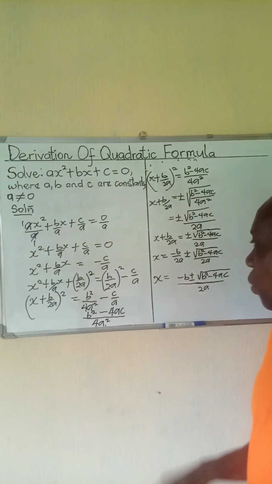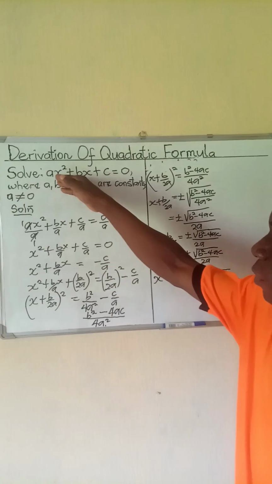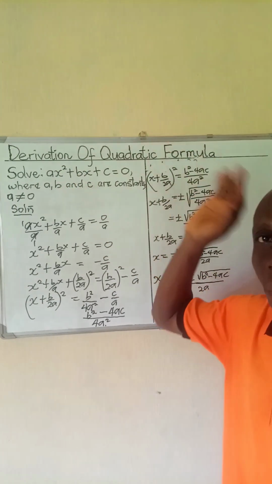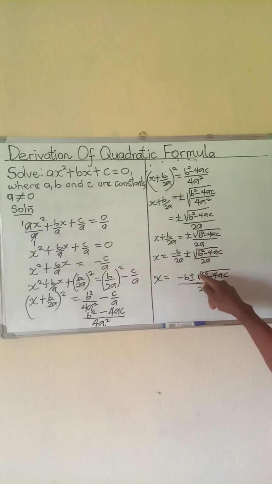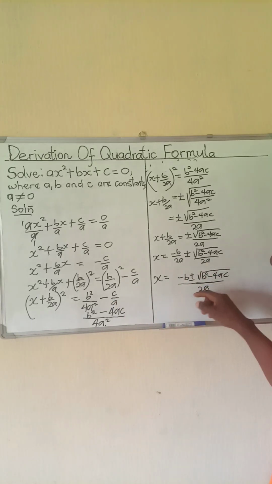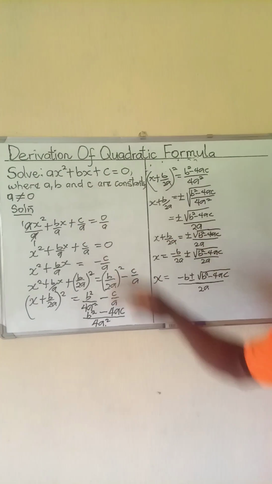That's all. So if you want to get values of x, the equation is a second degree equation. So you're expected to have two values. The first one will be minus b plus square root of b squared minus 4ac over 2a. The second one will be minus b minus square root of b squared minus 4ac over 2a. If you split this up, that will help you get the two roots for the particular equation.